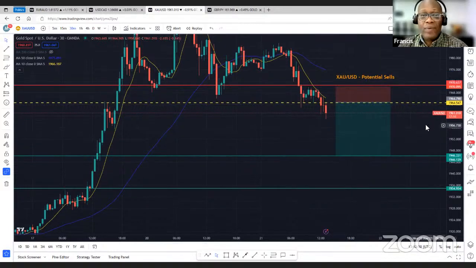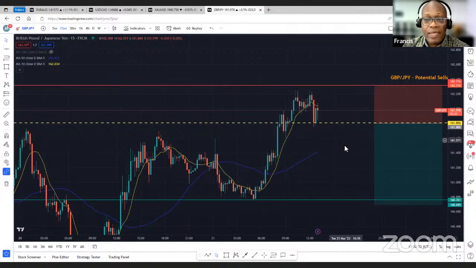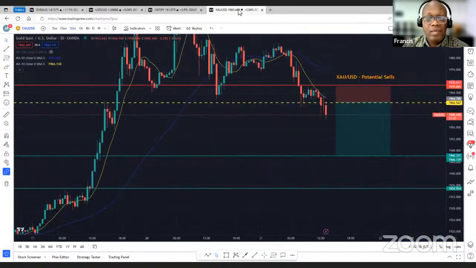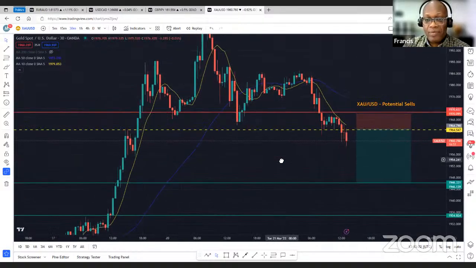Okay, so we're looking for a potential sell on this one. We are still keeping an eye on pound JPY, but the gold setup is the better option now.